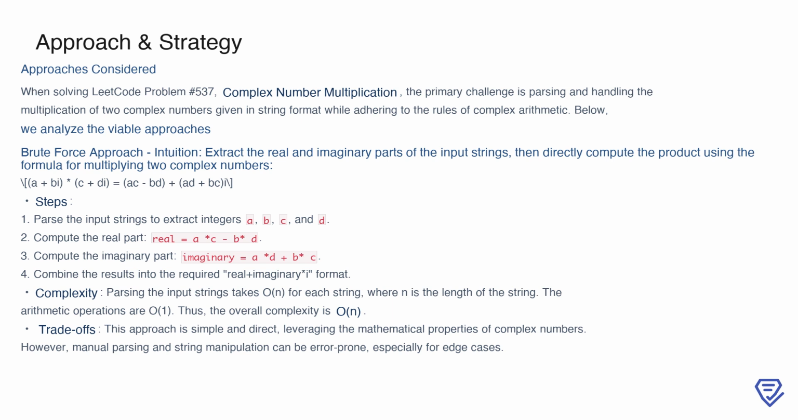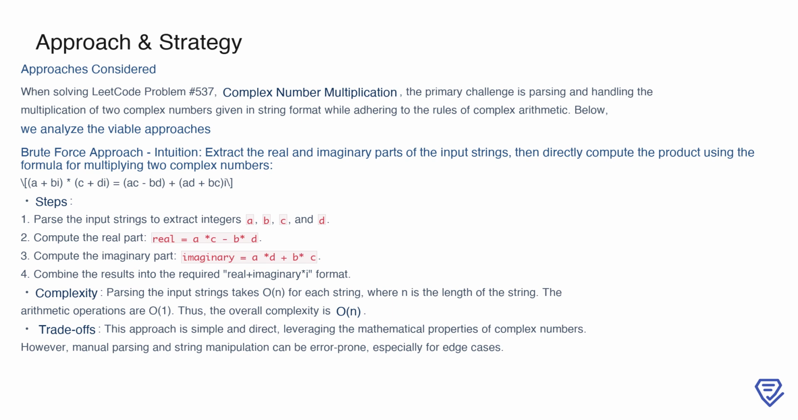Specifically, if we have two complex numbers, a + bi and c + di, their product is calculated as ac - bd for the real part and ad + bc for the imaginary part. To achieve this, the steps involve parsing the strings to extract the integers a, b, c, and d, performing the arithmetic calculations for the real and imaginary parts, and then combining these results into the required output format.